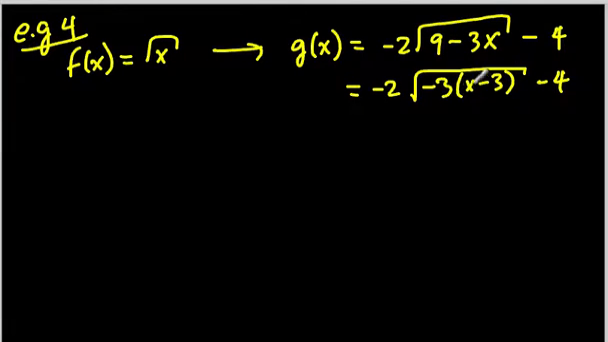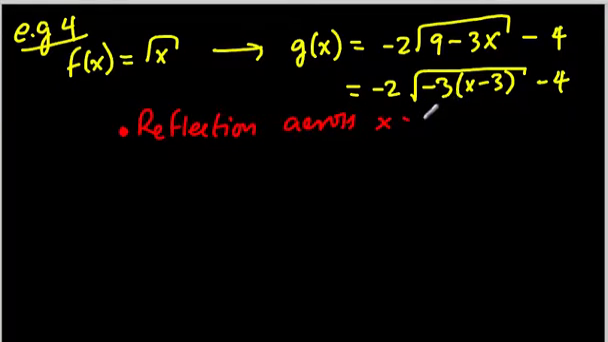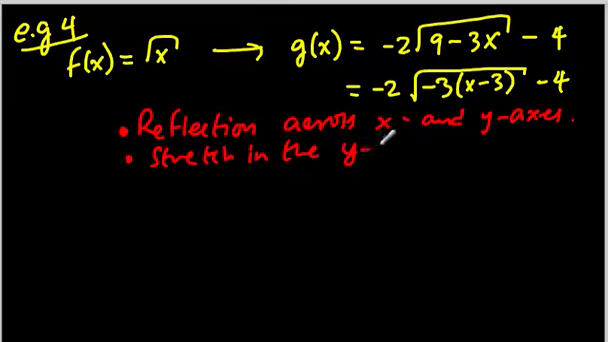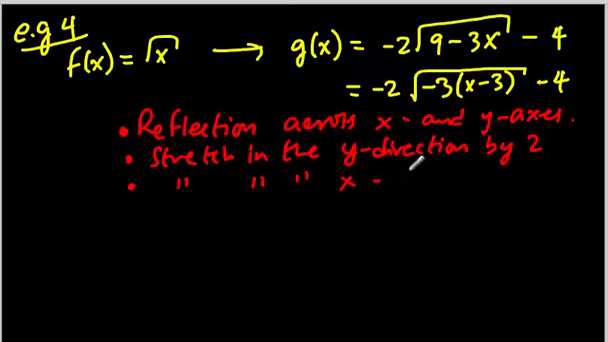So the first thing we should do is list the transformations. Since I see a negative on the outside, and I see a negative on the inside, clearly right away, that's a reflection across the x and y axes. The second thing is I see a 2 on the outside and a 3 on the inside. So the 2 on the outside tells me there's a stretch in the y direction by a factor of 2. And then I see a stretch in the x direction, and since that's 3, by a factor of 1/3. Remember, we take the reciprocal.